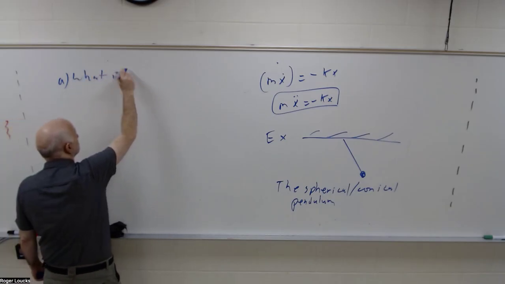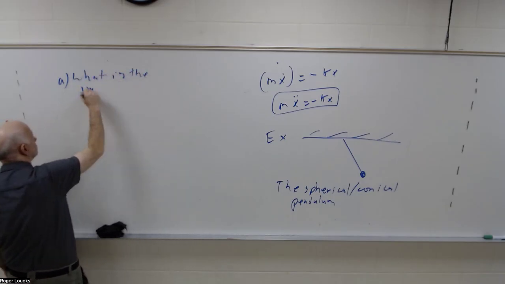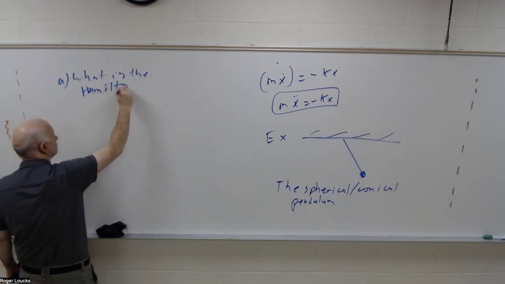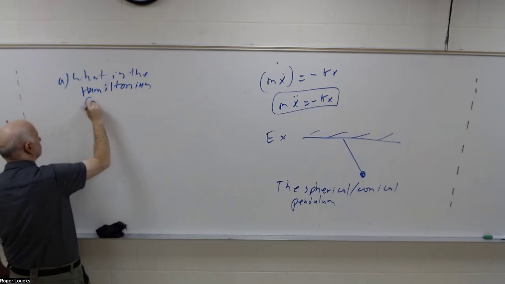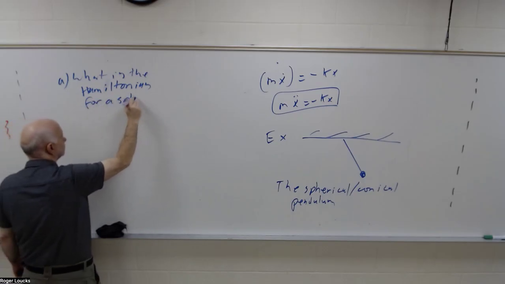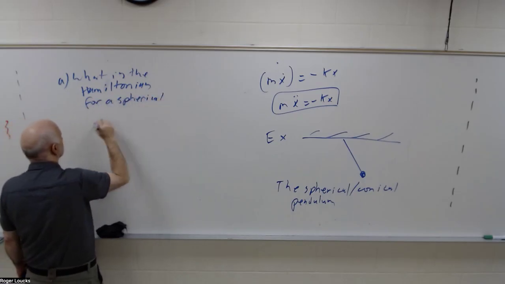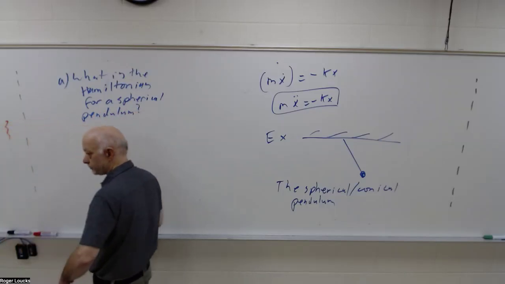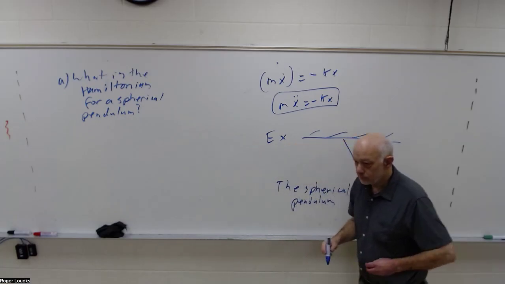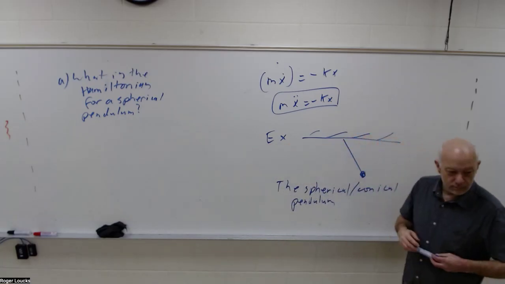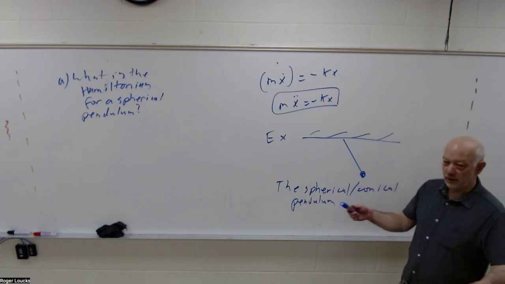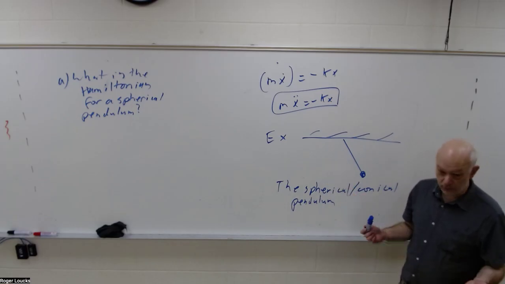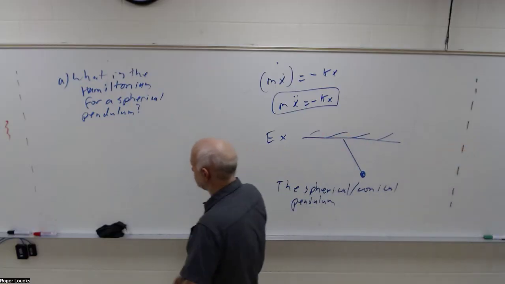What is the Hamiltonian for a spherical pendulum? At the start, we need to write the Lagrangian, the full Lagrangian. So we first need to go to the full Lagrangian.